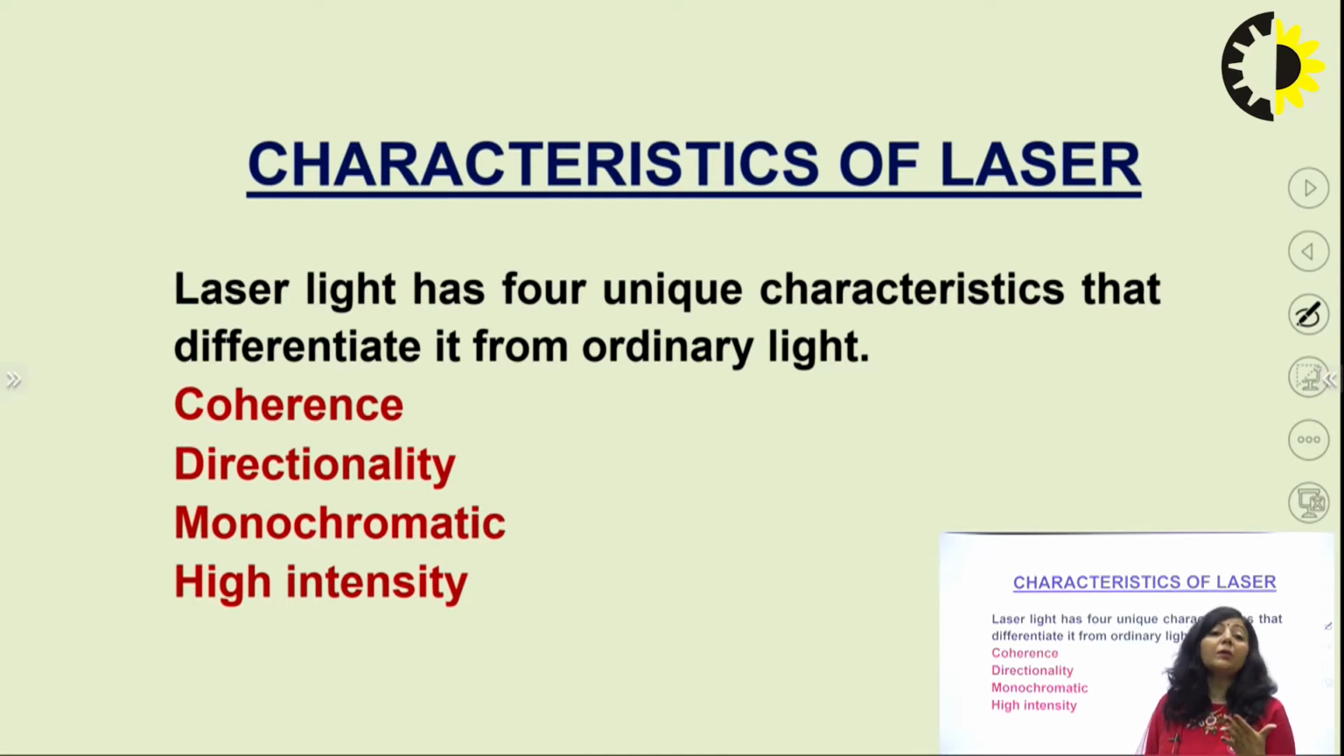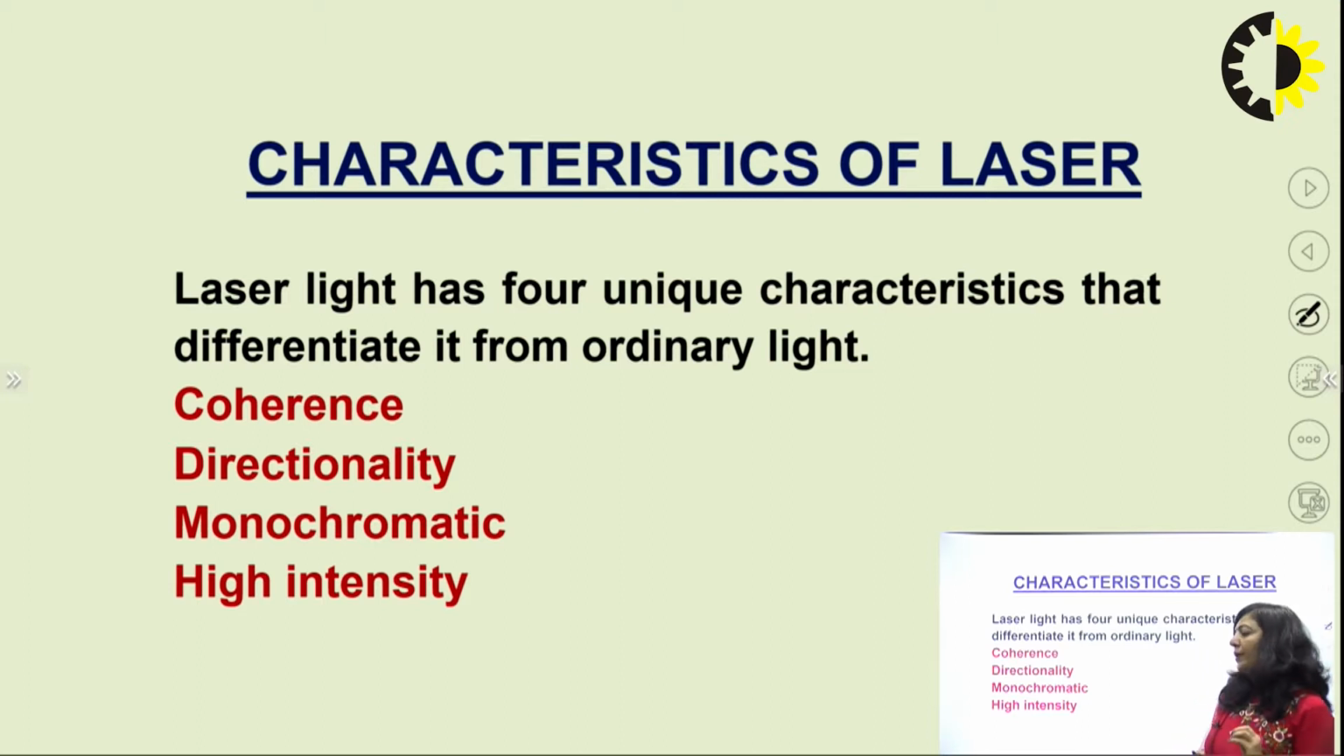I'm not saying strictly monochromatic, because even for laser light, there is a spread of wavelengths. It means around the main wavelength which you are getting from a laser source, you are getting some more lines or some more wavelengths. But that spread of wavelengths is very small in case of laser, whereas in case of ordinary light sources, that spread is very large. So what I am trying to say here is, laser light is highly monochromatic in nature.